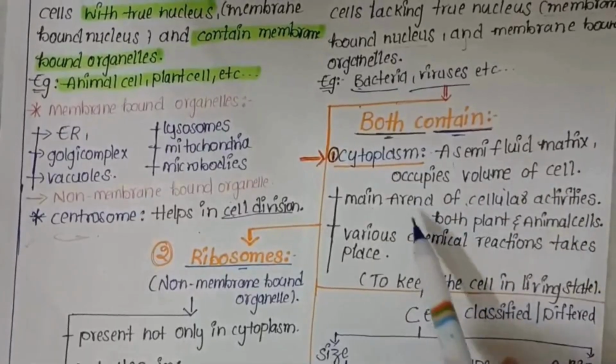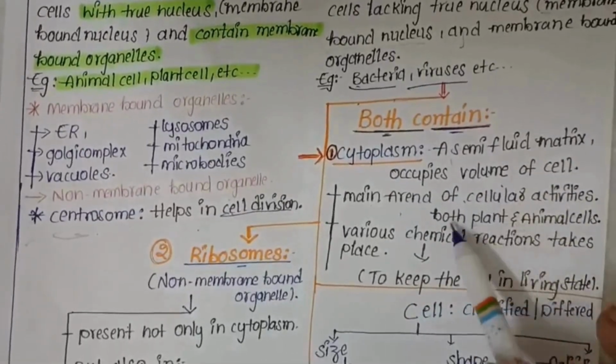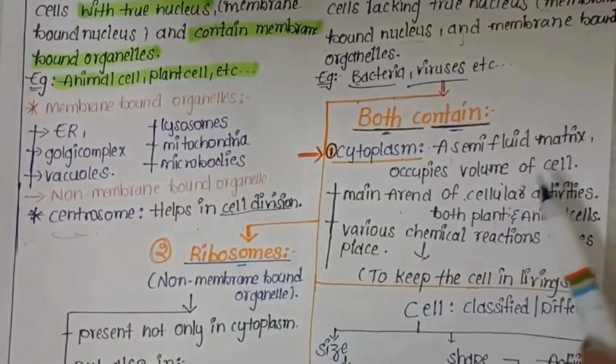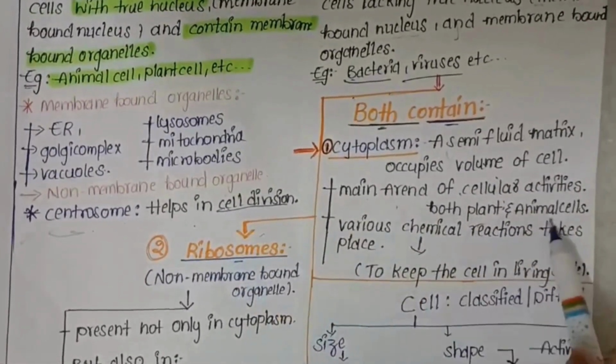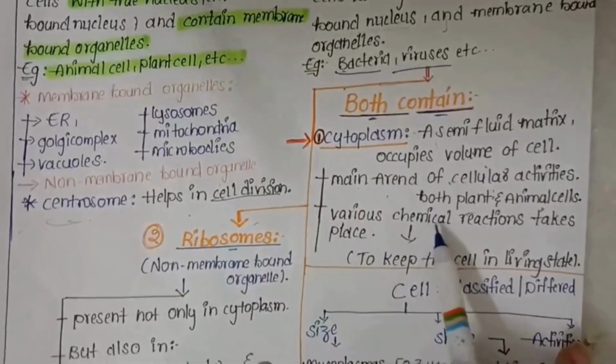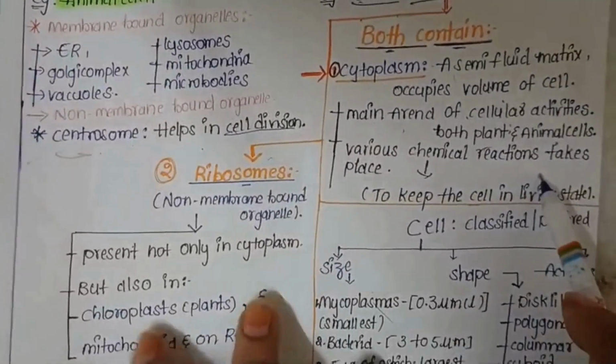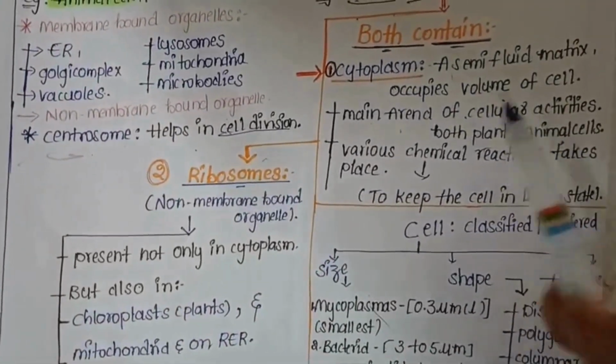But in this, both contain cytoplasm, which is a semi-fluid matrix which occupies all the volume of the cell, and this is the main area which performs cellular activities of both the plants and animals, and various chemical reactions take place in the cytoplasm.